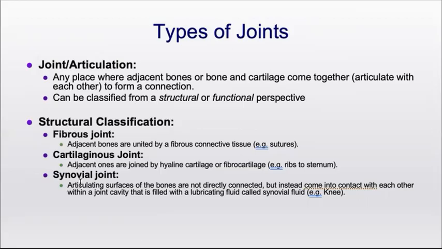So the structural classification is based on the structure and what they're made out of. So you've got fibrous joints, cartilaginous joints, and synovial joints.